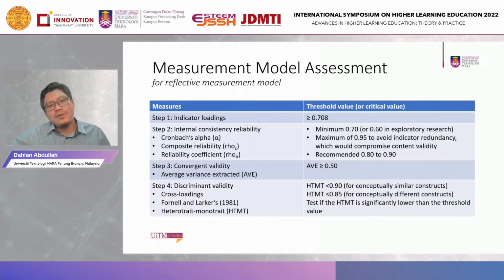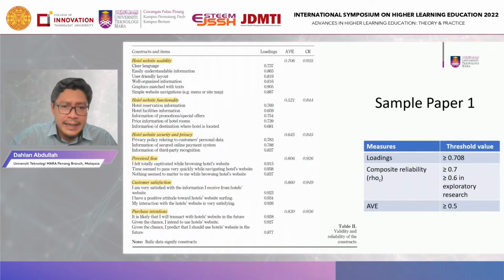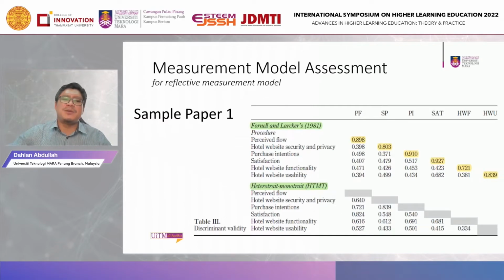According to Hair, HTMT is more powerful, a much better measure to determine discriminant validity. Even in their papers, if we use HTMT, we can ignore cross-loading and Fornell and Larcker already. But some authors, depending on the editor and reviewers, some reviewers want to see Fornell and Larcker as well. Some authors also want cross-loading. So it is up to the reviewer and the editor. At least one of the measures must be represented. For example, in this paper, cross-loading is not used to measure discriminant validity, but the author used Fornell and Larcker, as well as the HTMT measure.